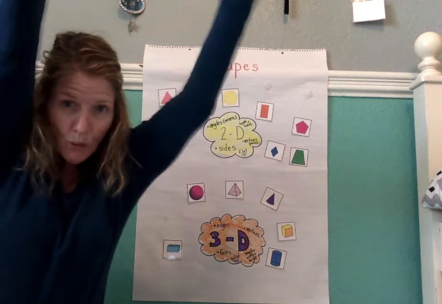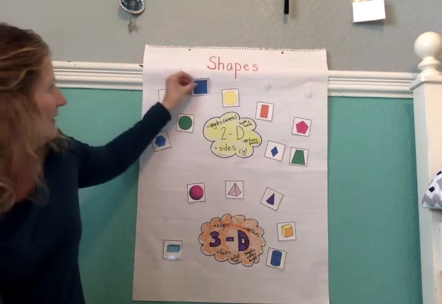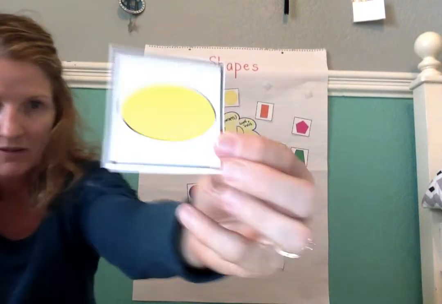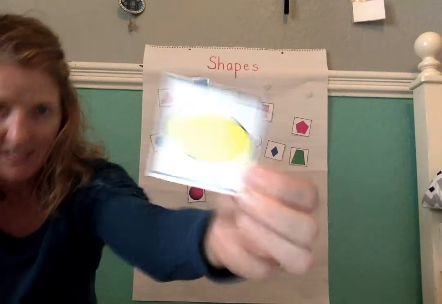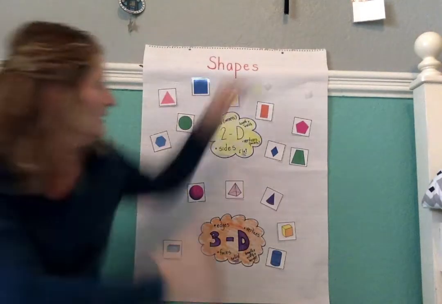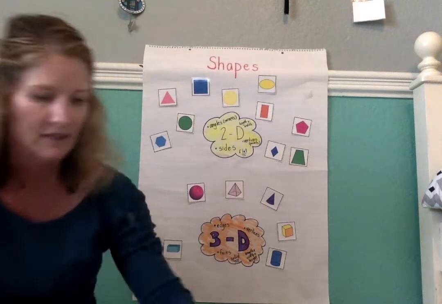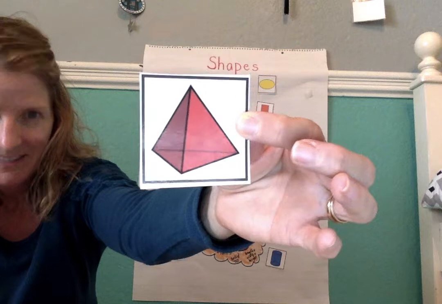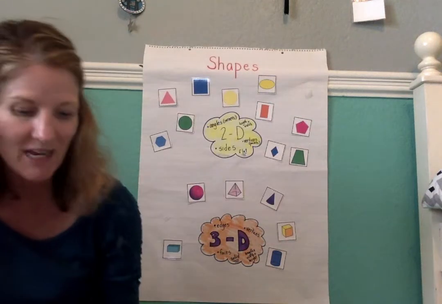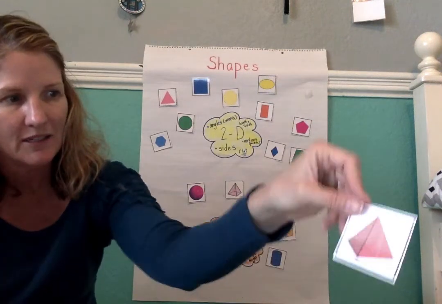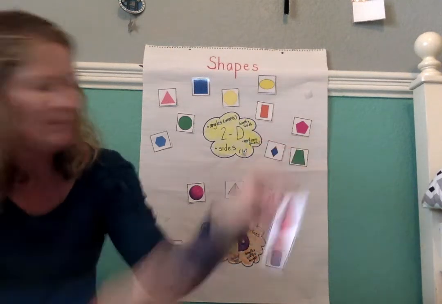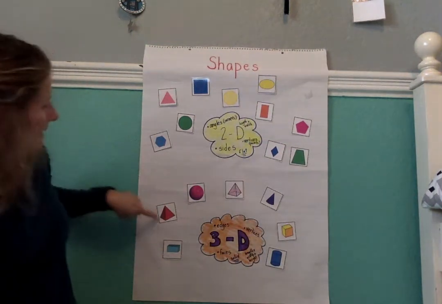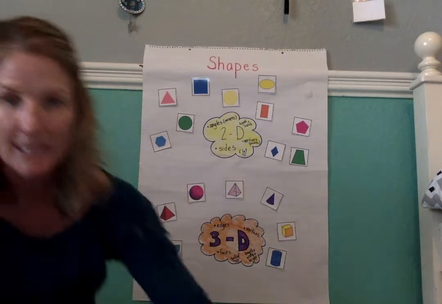Good job, square. Gotta get those up there. Yep, oval. Awesome job. Yeah, did you hop on that one? That is a pyramid. It's a triangular-based pyramid, but it is a pyramid, which makes it a 3D shape because of its length, its width, and its depth.